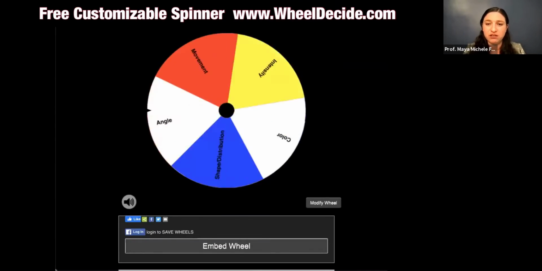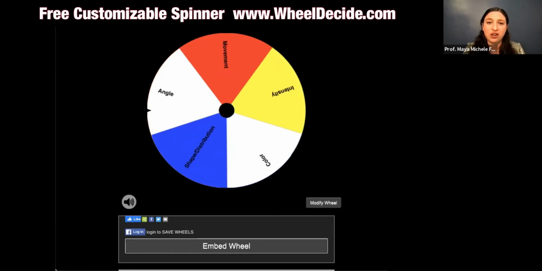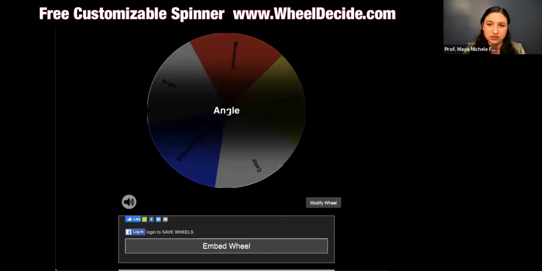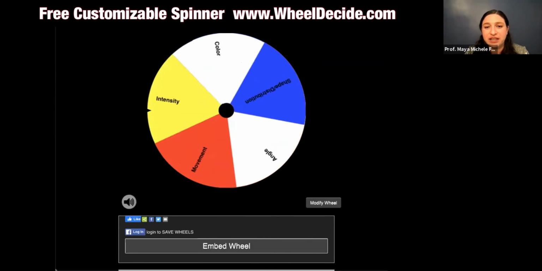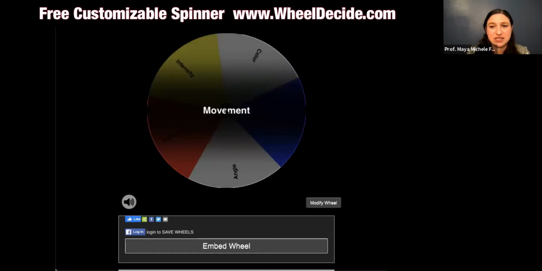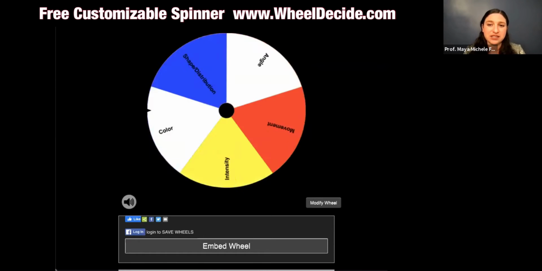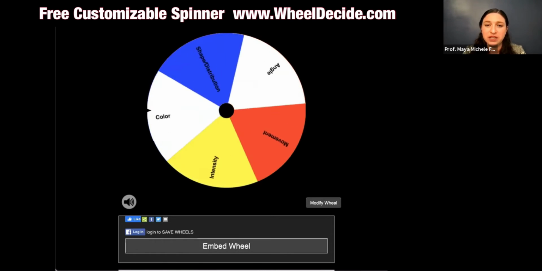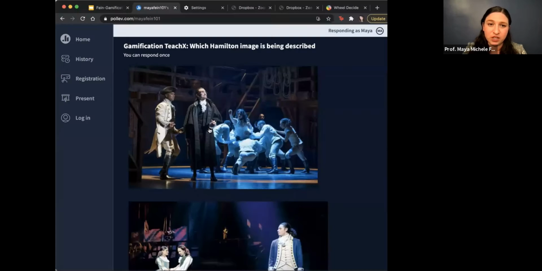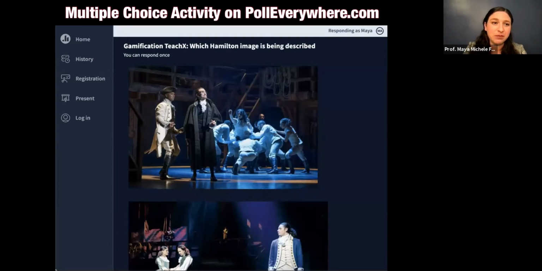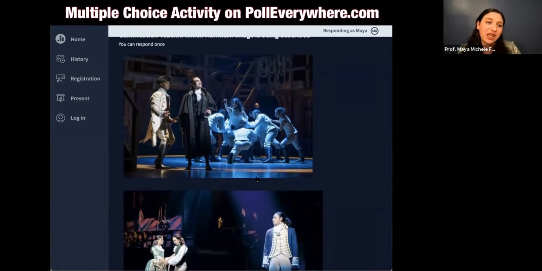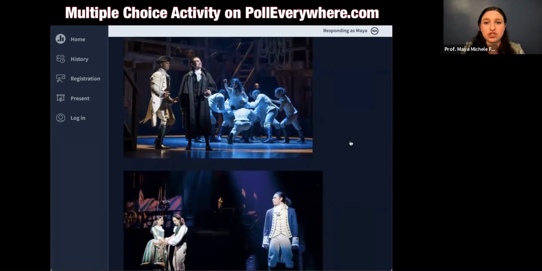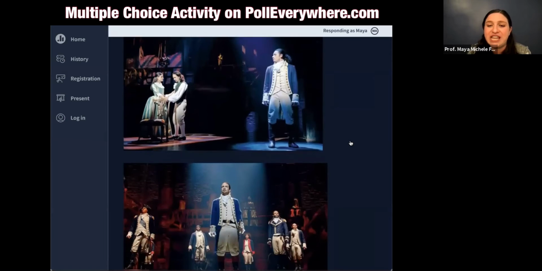Clicking on the wheel, your first category is angle. And your second category is movement. And your next category is going to be color. So we're over here looking at the images. Our audience students are also looking at these same images. And Shayna, you're going to have just about a minute or two to use those categories to describe the image you have been secretly sent.